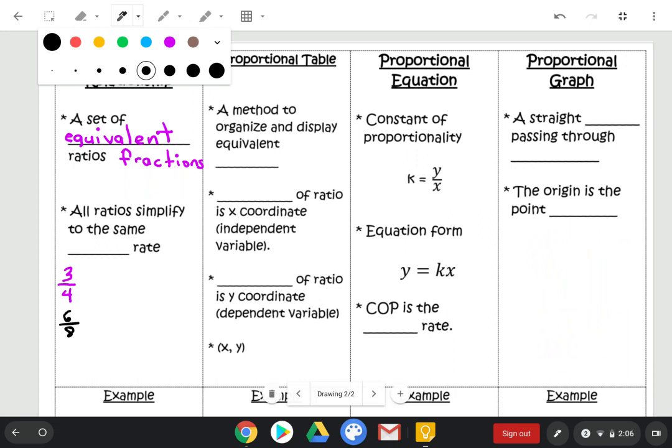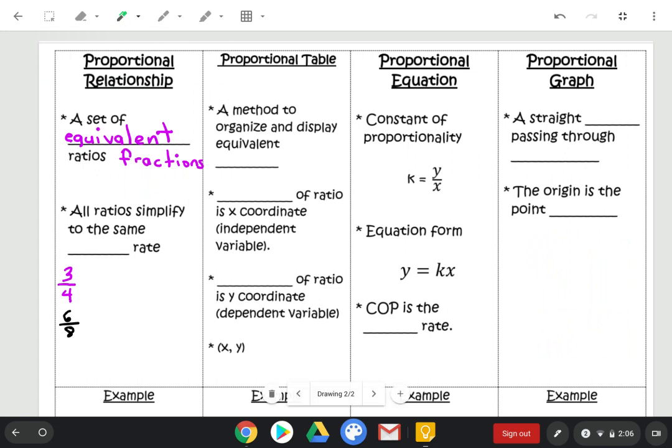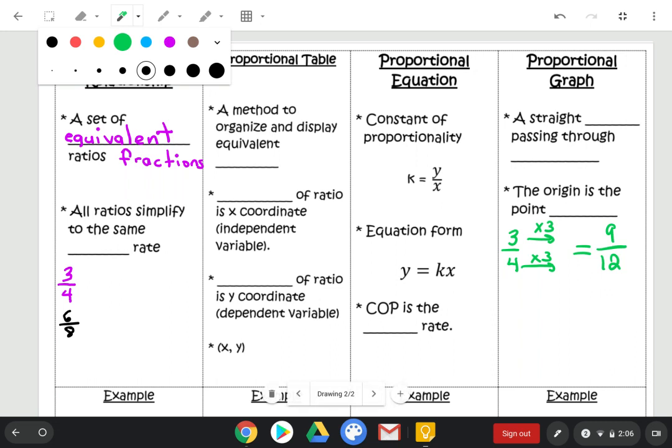All right, so let me choose another color, and I'm going to look at 3/4, and this time I'm going to multiply it by 3. So I'm going to multiply the numerator, 3 by 3, and I'm going to multiply the denominator, 4 by 3. 3 times 3 is 9, and 4 times 3 is 12. So 3/4 and 9/12 are equivalent. And I want to prove that to you with a drawing.